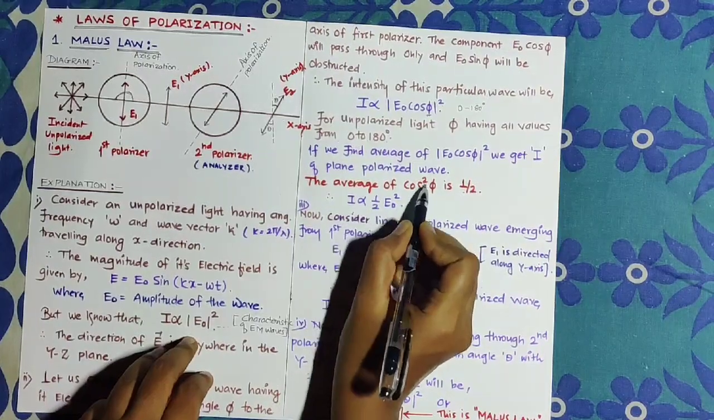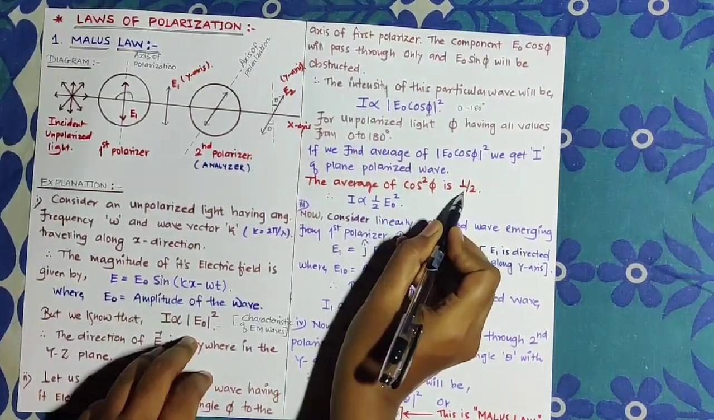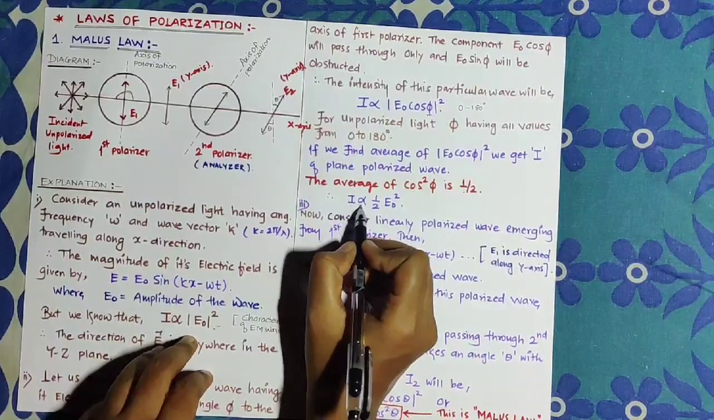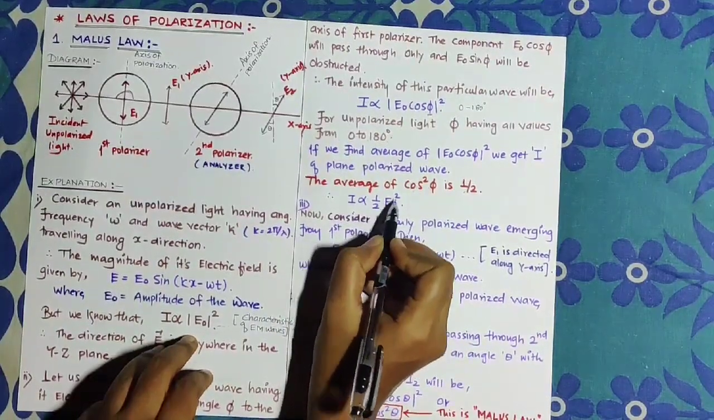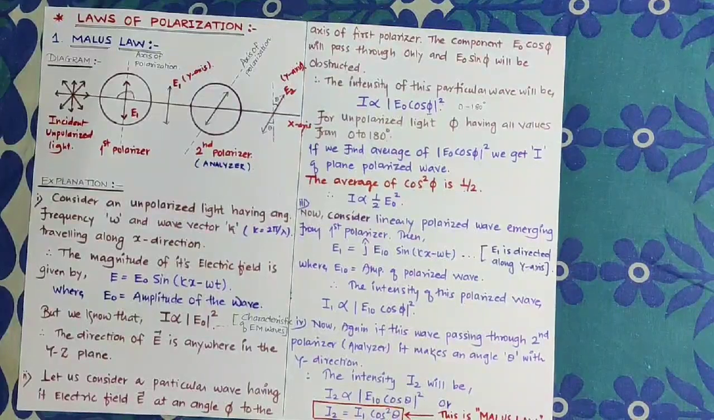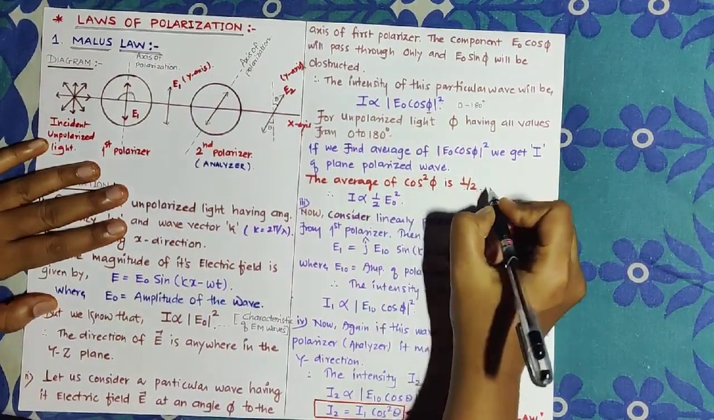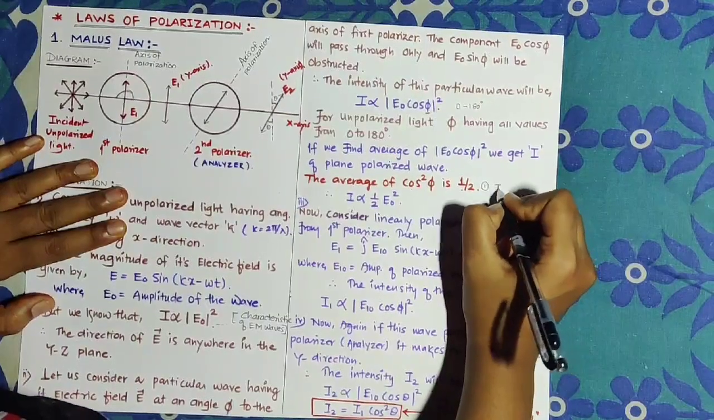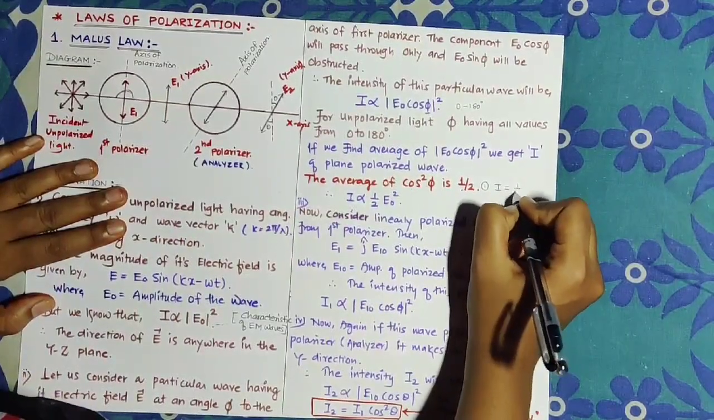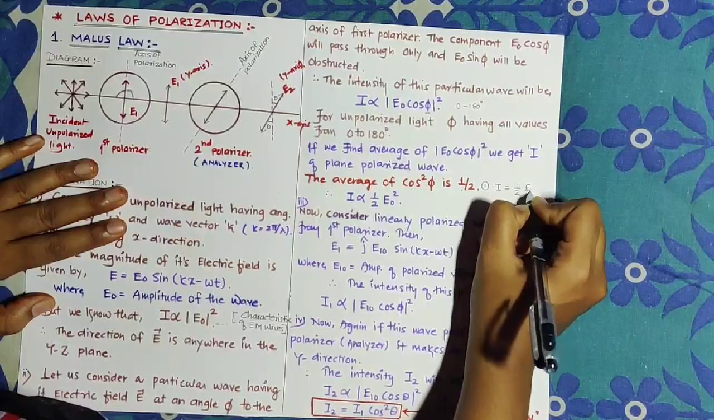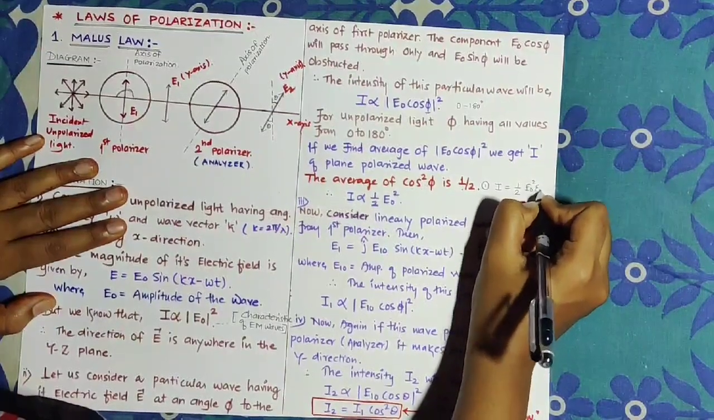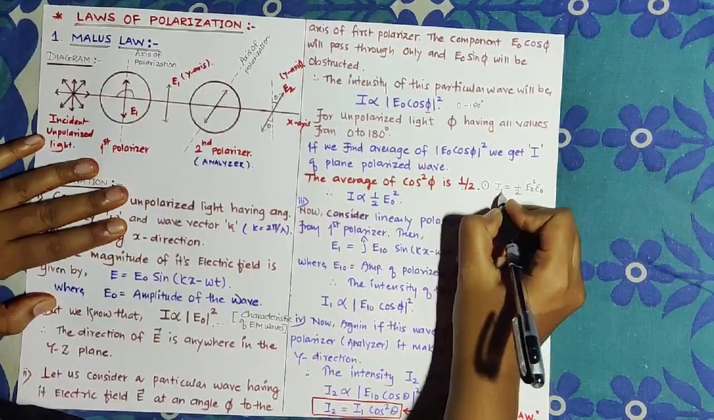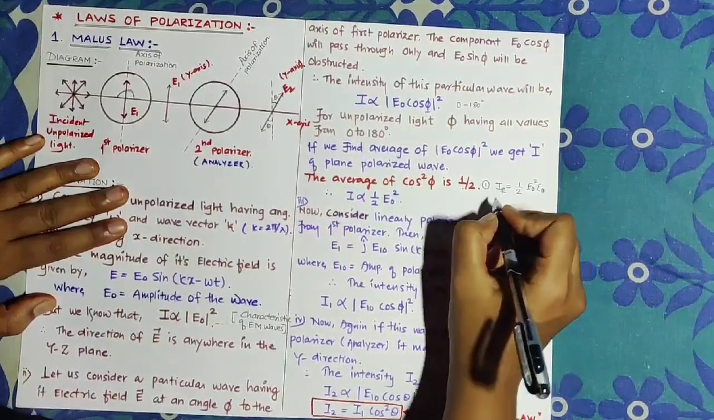The average of cos square phi is nothing but half. That's why we can write I is proportional to half E0 square. Here I have to mention two things. First, for the electric field we can write I is equal to half E0 square epsilon 0, and that is IE, because we are considering the electric field.